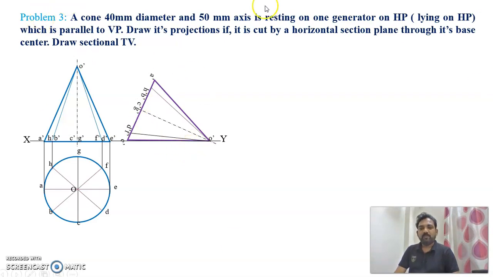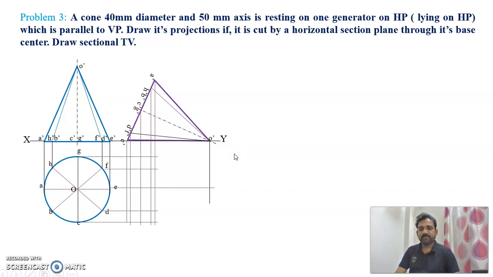So here what we got is O dash, A dash, E dash, and measure this distance, and mark it over here and mark point H dash, B dash. This is the center line. Draw the center line, mark C dash as well as G dash like this. Then project all the points to draw the top view. So here I am projecting the points from the front view, and here I have projected the points from the top view.